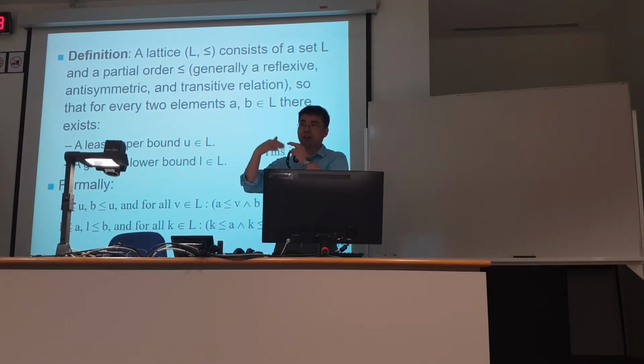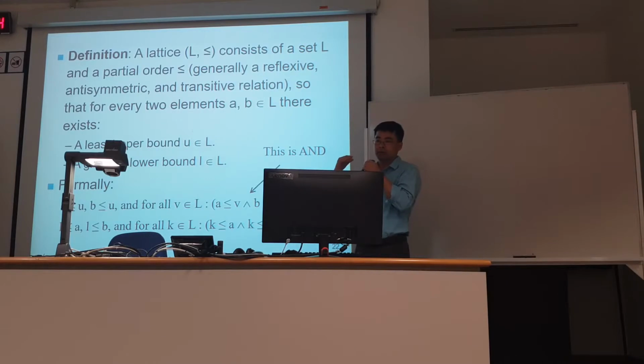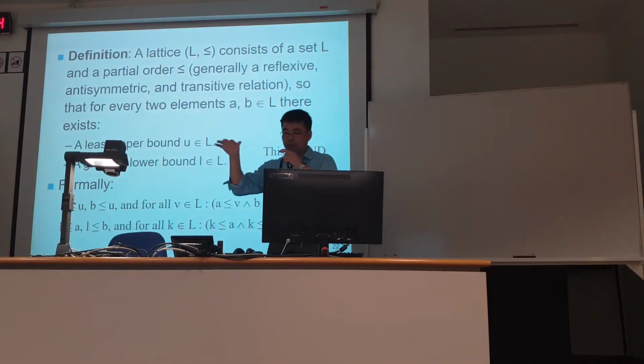Every two elements are comparable. For example, if A is higher than B, then the least upper bound is A. For A and B, the least upper bound is A and the greatest lower bound is B, because you have a strict order. But for the lattice, we may not have a strict order. That's why we call it partial order, because sometimes two levels are incomparable.